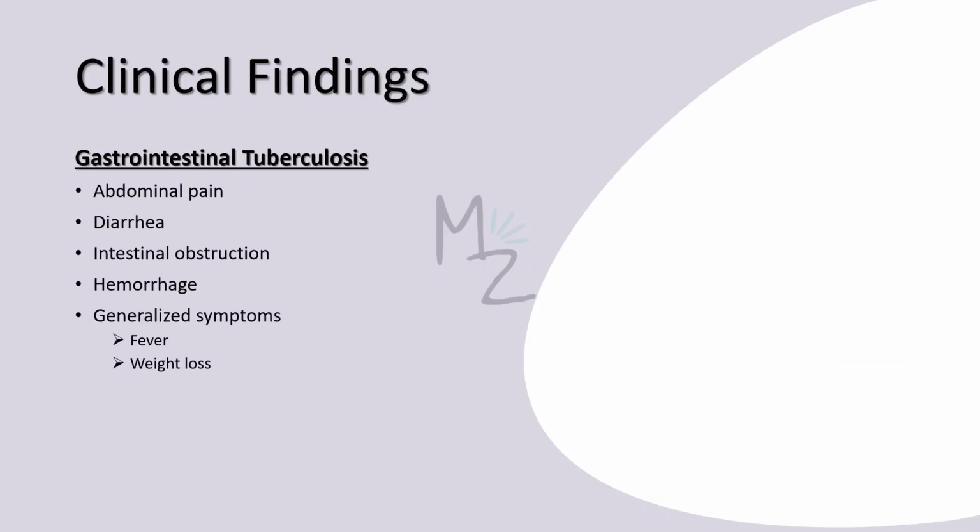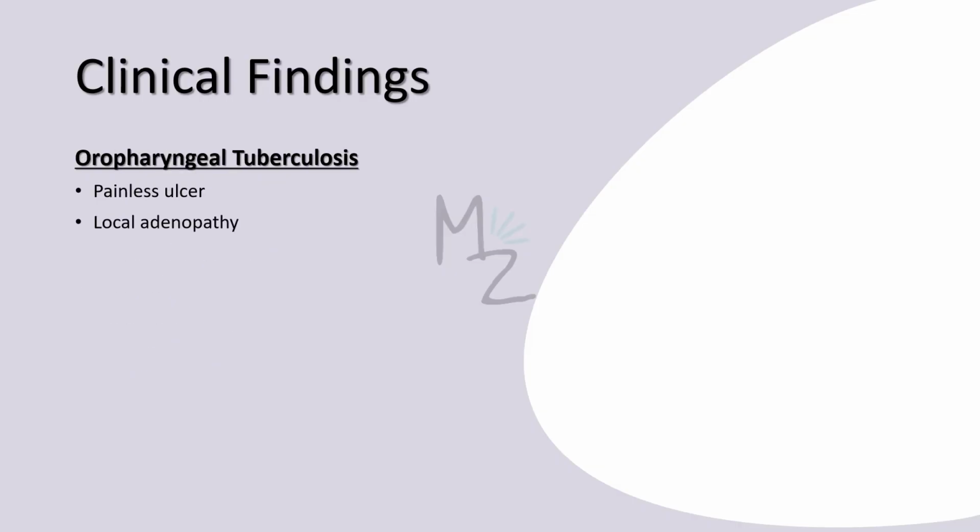Next up is gastrointestinal tuberculosis. This is characterized by abdominal pain and diarrhea, accompanied by more generalized symptoms of fever and weight loss. Intestinal obstruction or hemorrhage may occur. The ileocecal region is the site most often involved. Tuberculosis of the gastrointestinal tract can be caused by Mycobacterium tuberculosis when it is swallowed after being coughed up from a lung lesion. Next one in the list is oropharyngeal tuberculosis. This typically presents as a painless ulcer accompanied by local adenopathy.